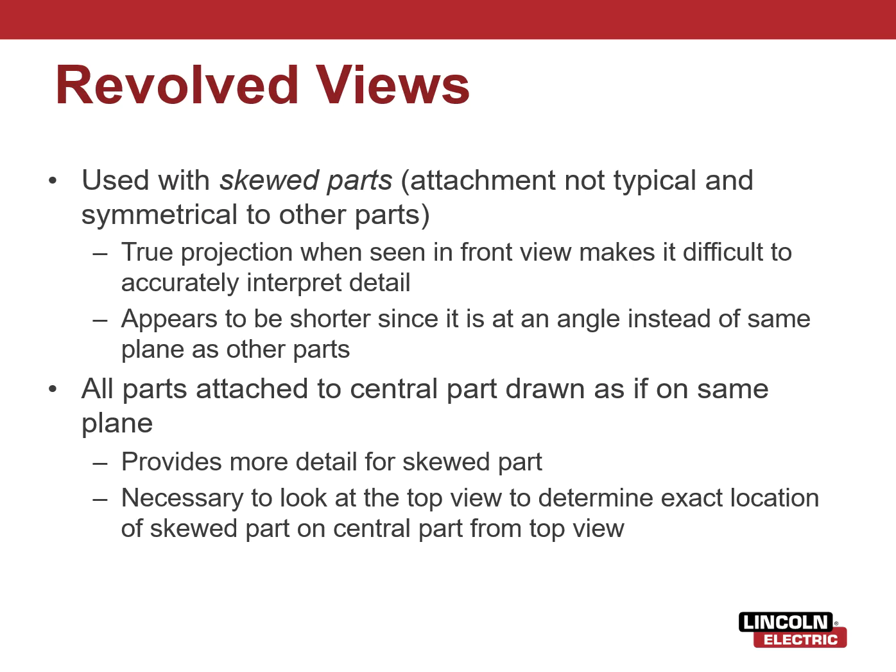Okay, revolved views are used with skewed parts. Attachments that are not typical or not symmetrical to other parts. The true projection from the front view makes it difficult to accurately interpret the details, so that's when you would use a revolved view. This does make it appear shorter since it is at an angle instead of the same plane as the other parts. All the parts are attached to a central point as if they're on the same plane, even if they're not, just to give more detail to the skewed part. This is for not symmetrical parts.